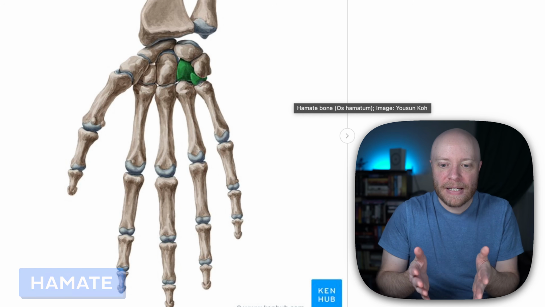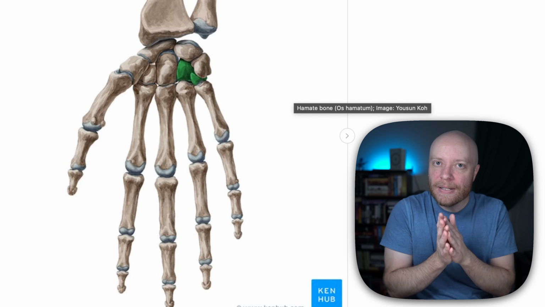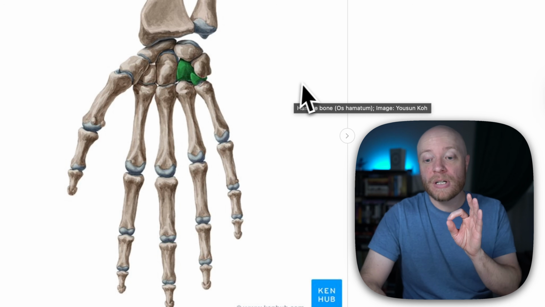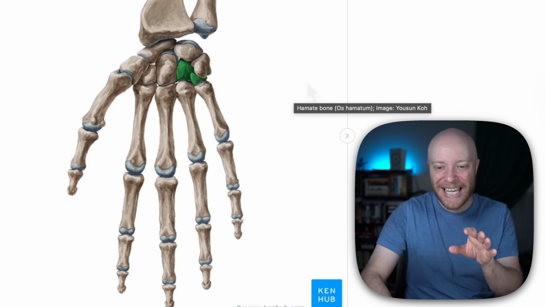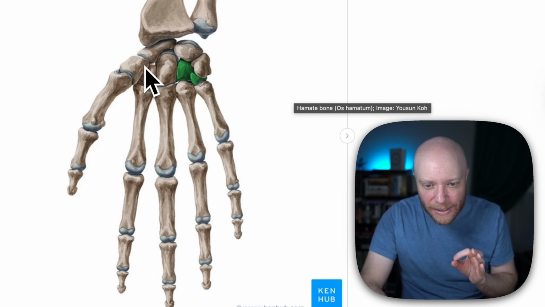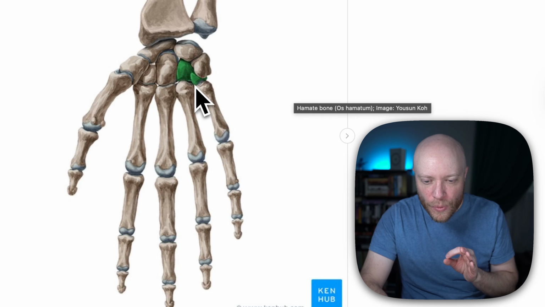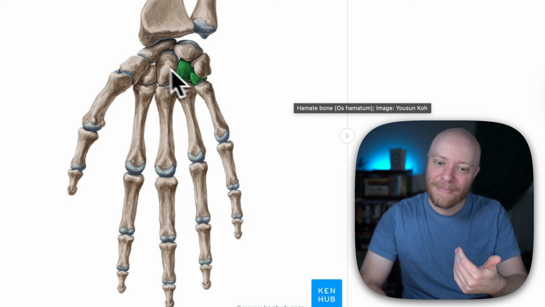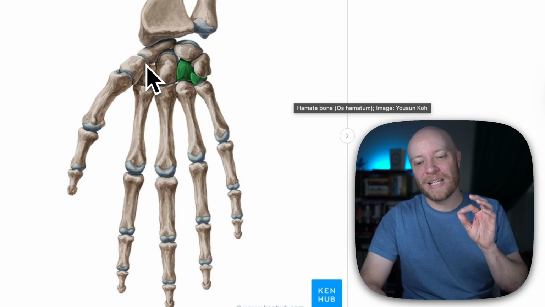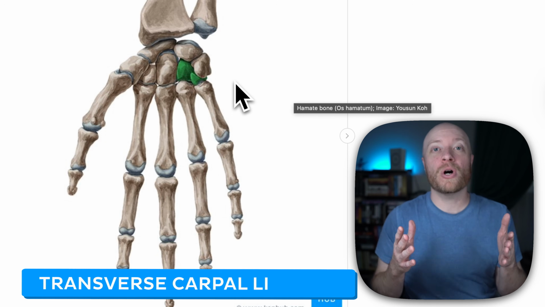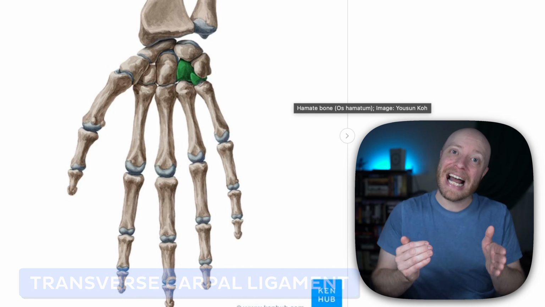Now, the hamate has a hook to it. And this hook is also going to work really well with the trapezium. There's going to be a tubercle on the trapezium that you can't see all that well here. It's going to be right in this area here. But there is the hook of the hamate, and then there's the tubercle on the trapezium. And this is where a tissue called the transverse carpal ligament is going to be attaching.